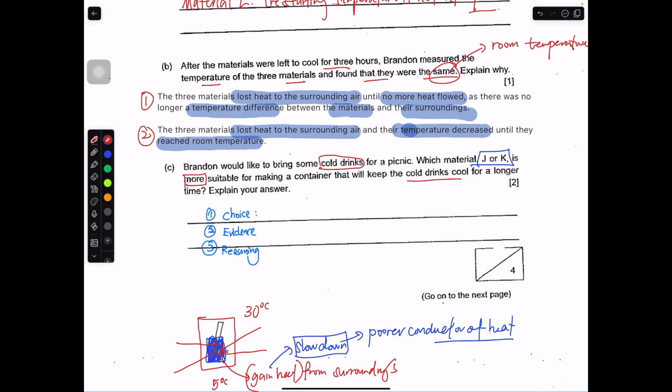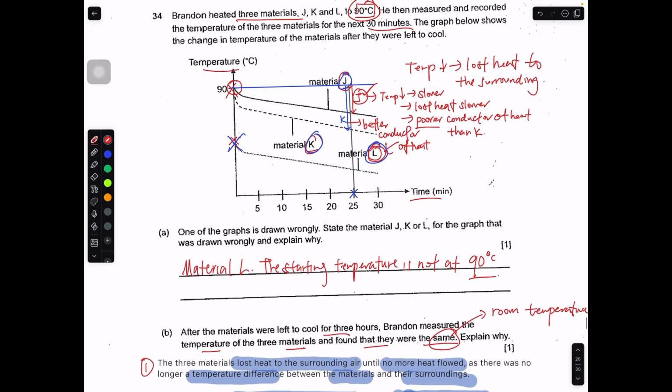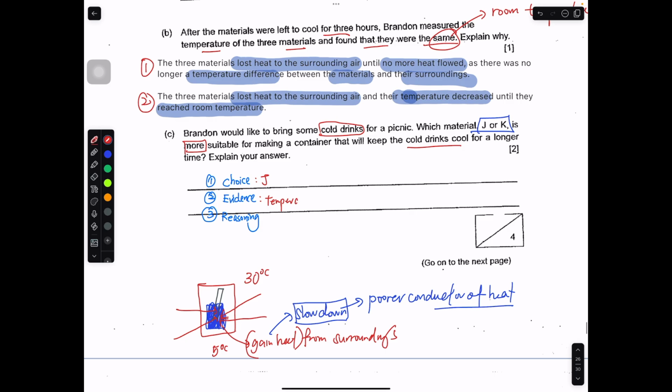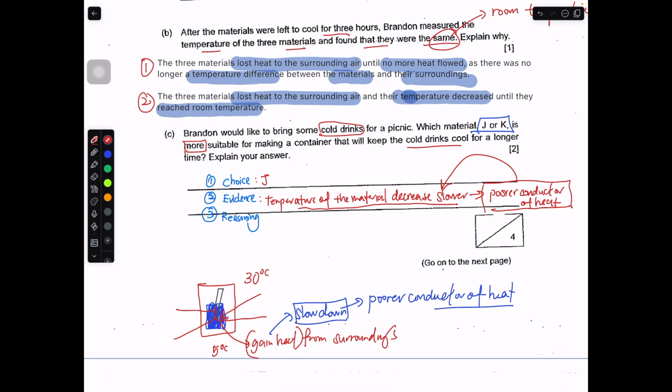So over here, you can choose material J, and the evidence is that the temperature of the material decreases slower. So it must tell you that it is a poorer conductor of heat. This part is the evidence that you quote from the graph. This part is the inference that you come up with from here. So the temperature of the material decreases slower, so it must be a poorer conductor of heat.